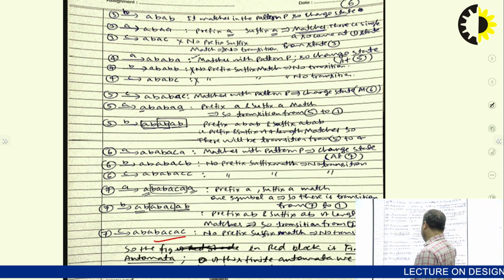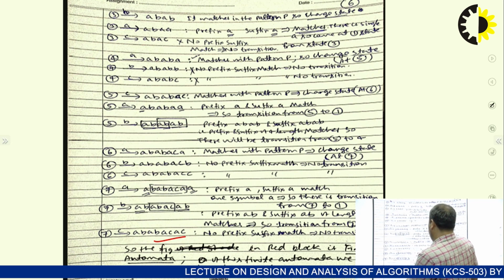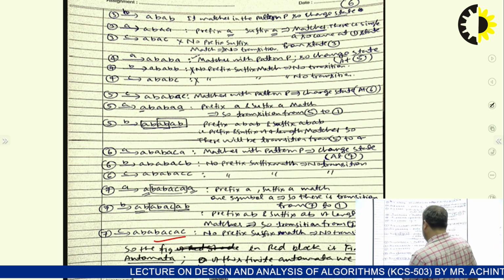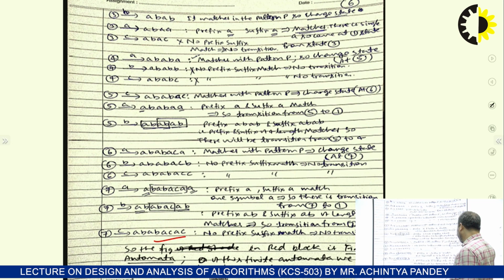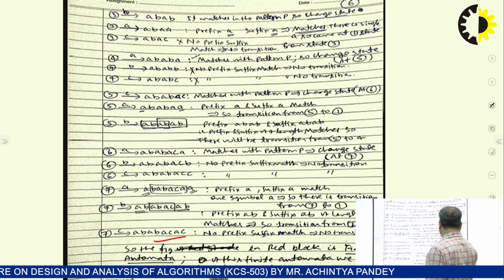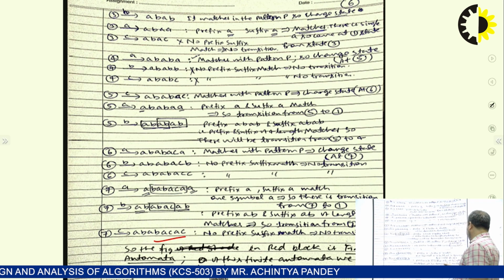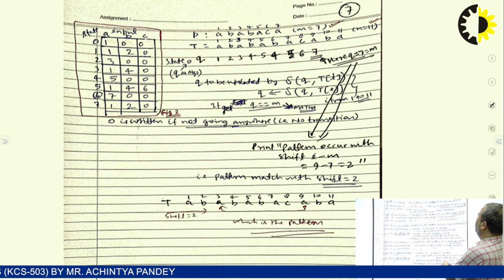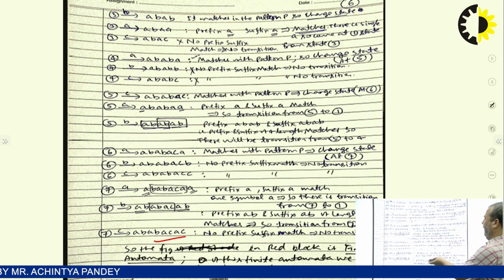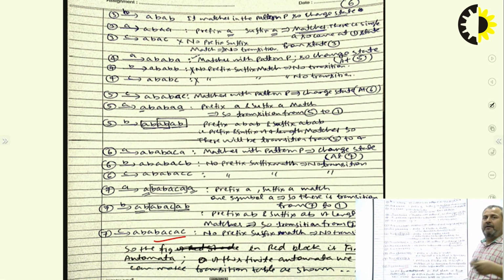And from 6 to ABABACB, okay, ABABACA. The prefix AB and suffix AB of length 2 match, so there is a transition from the 7th state to the state of length 2 match. By this way we can find the transitions.